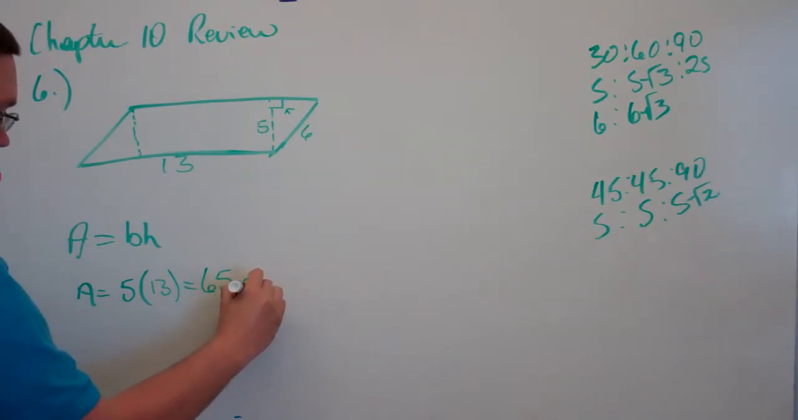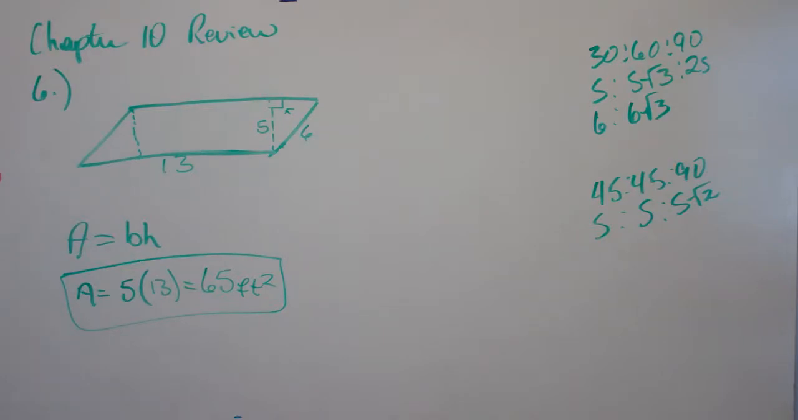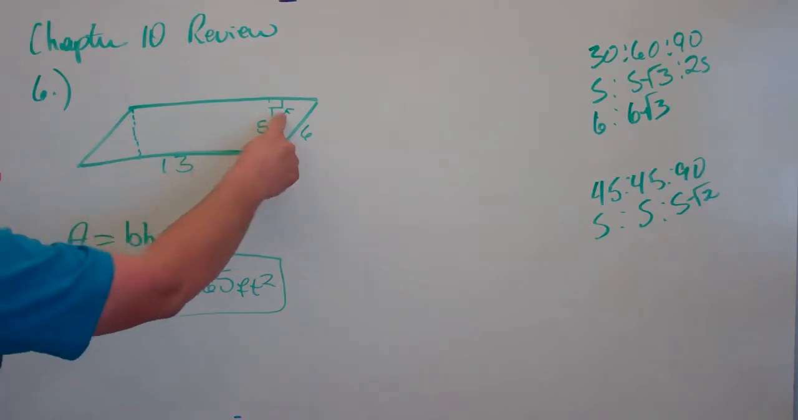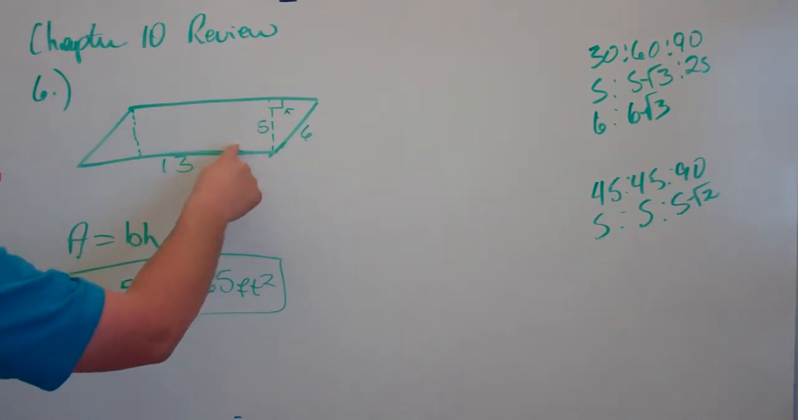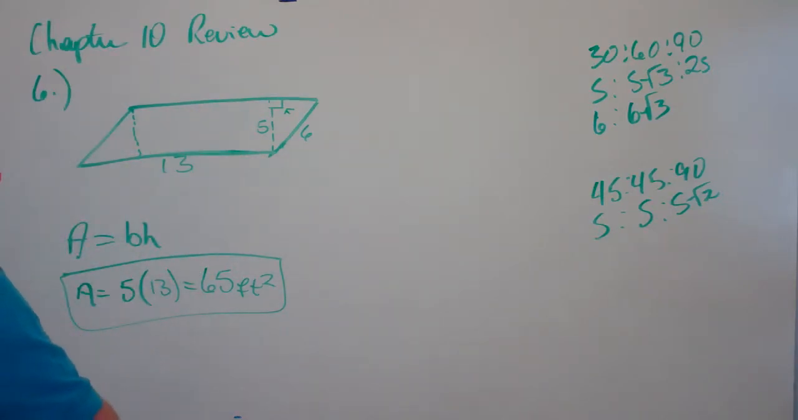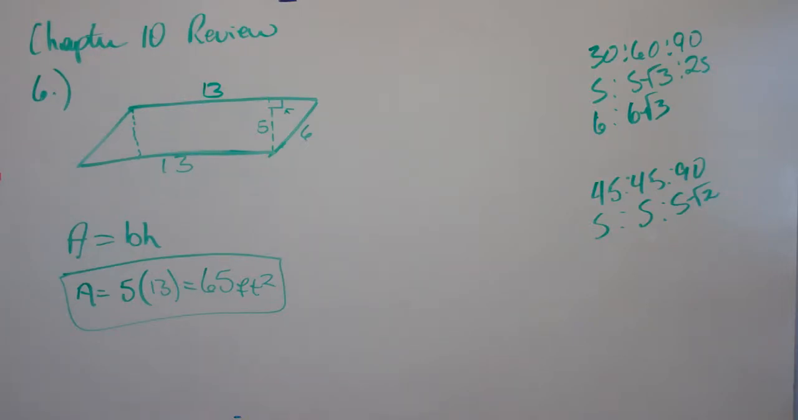And then feet squared. So just remember that in a parallelogram, in a rectangle, even in a triangle, your base and your height will always be perpendicular to each other. So look for that right angle and see which two sides meet at that right angle. That would be the 5 and the 13, because like I said, this top side is also 13. Alright?